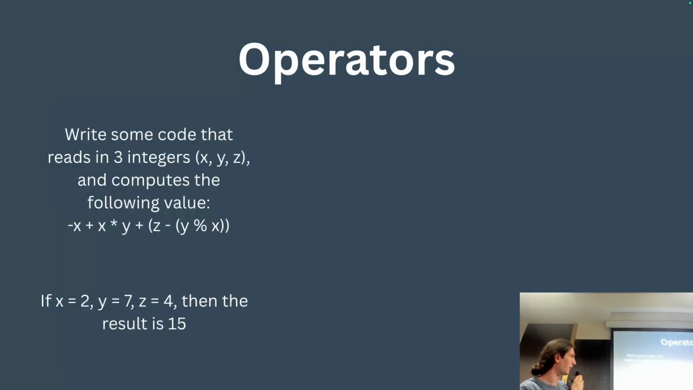Okay, so now I've got some practice. I'd like everyone to have a go at writing some code that reads in 3 integers, x, y, and z, and then computes the following value. I've got the formula up here. I've given an example that you can test your code with quickly. So everyone have a go at that.